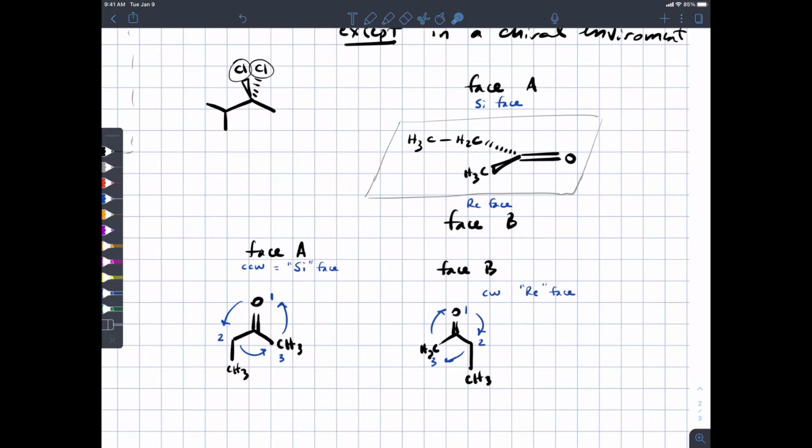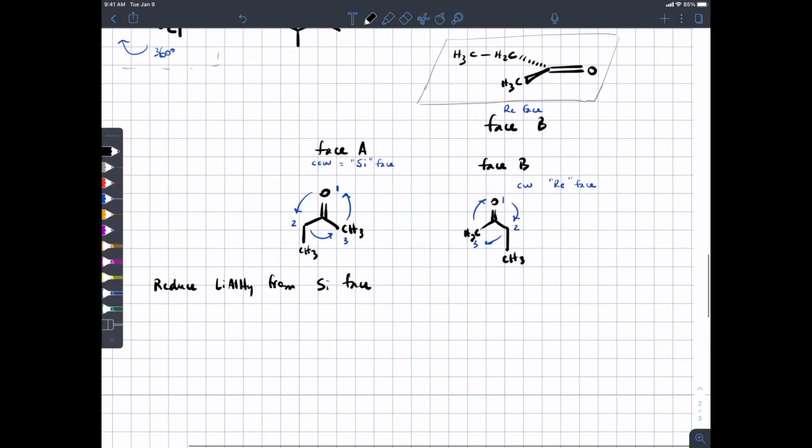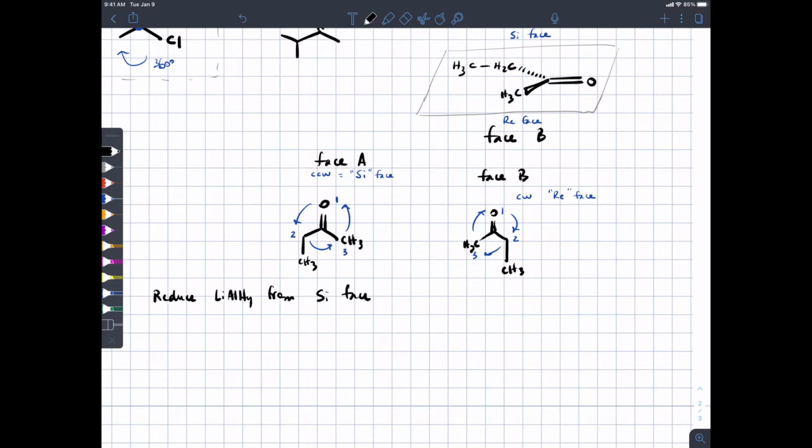Psi face and re face. Well, let me... so if we were to reduce the ketone with, say, lithium aluminum hydride from the si face, that would give us the following molecule. On the other hand, if we did it from the re face, we would get this one.